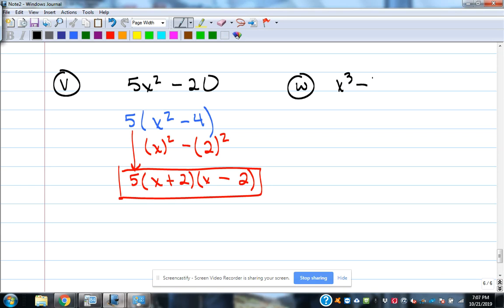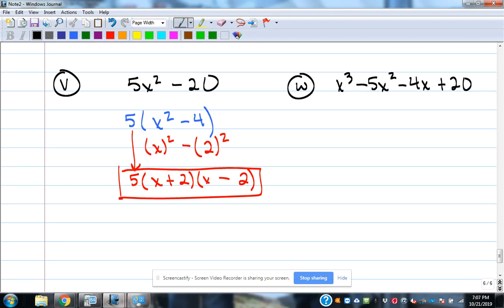X to the third minus 5X squared minus 4X plus 20. One last problem. Then we'll get into the square root stuff. I think it's easier than this is. Is there a GCF? Is it in descending order? I forgot that part. Is it in the right order? Yeah, all right. So GCF, no.